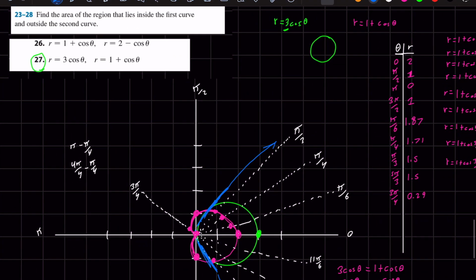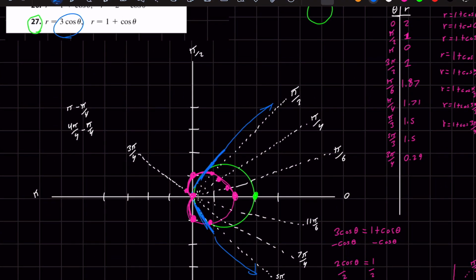And now the question says find the area of the region that lies inside the first curve and outside the second curve. Inside the first curve, right? That's our first curve, 3 cosine theta, which is our circle. Inside of there is right here, this whole thing inside. But it says outside of the second curve. So outside of the cardioid is outside of this, and inside of this is this little part right here. This is the area we're trying to find. So we want to find this area, right? And bounded by those two inflection points.